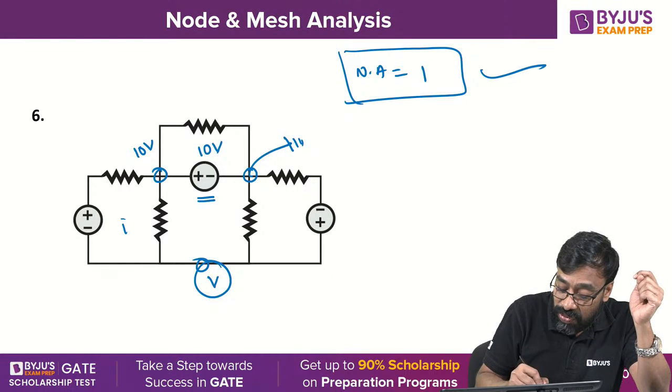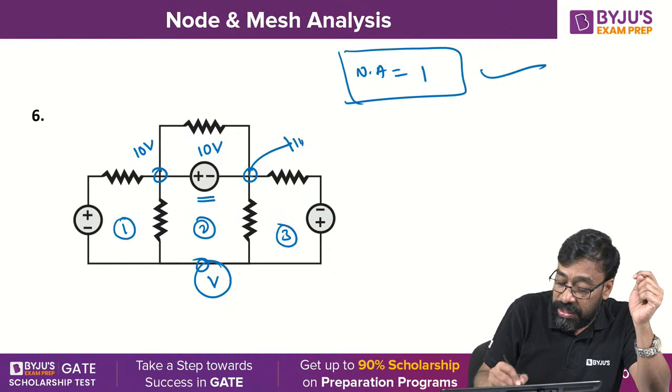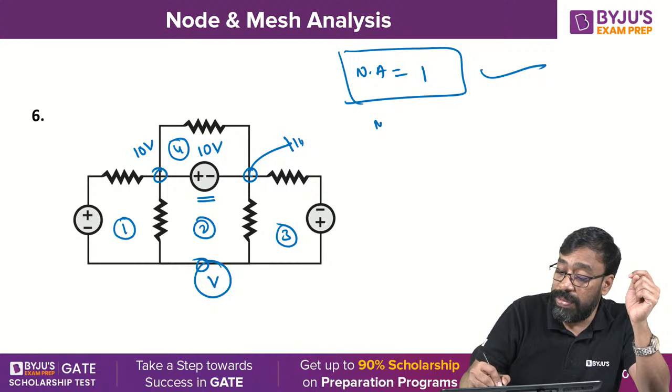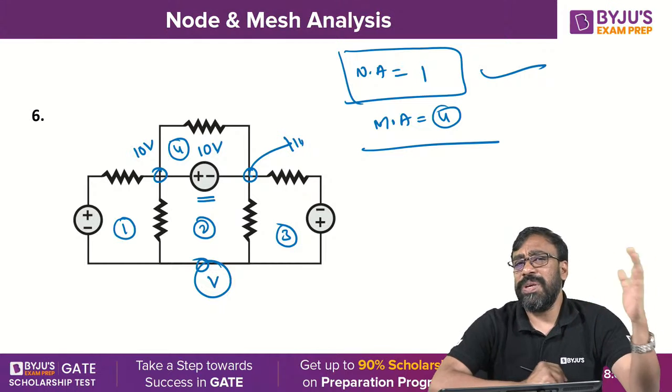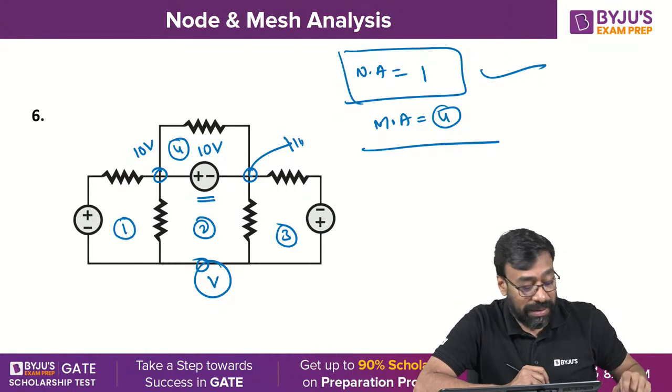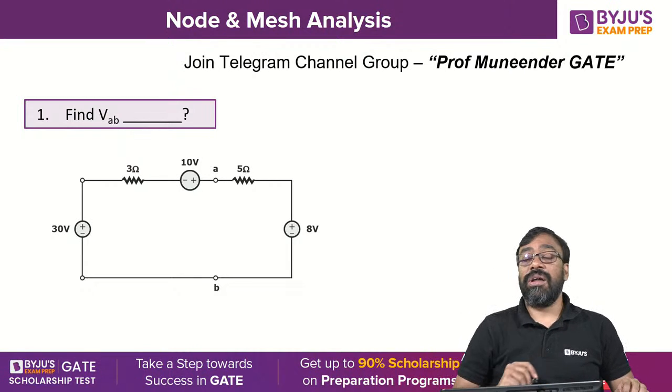But mesh analysis: 1, 2, 3, and 4. You understand? Mesh analysis will give you 4 equations. So sometimes mesh analysis will give a smaller number of equations, and sometimes node analysis will give you the smaller number of equations. Understand, all of you? Okay.